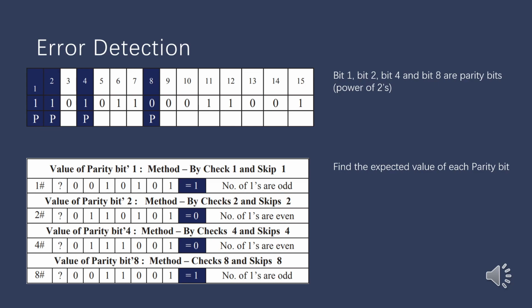Finally, parity bit 8 checks 8 bits by checking 8 and skipping 8. So it checks bits 9, 10, 11, 12, 13, 14, and 15, which are 0, 0, 1, 1, 0, 0, 1. There are a total of 3 ones, so the parity bit should be 1 to make it even.